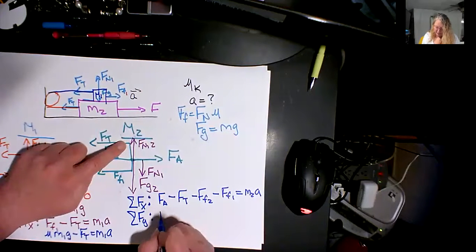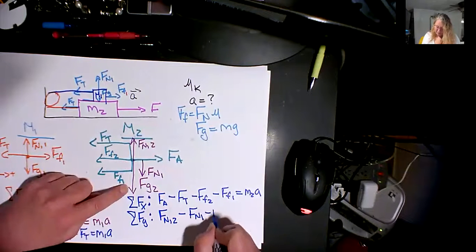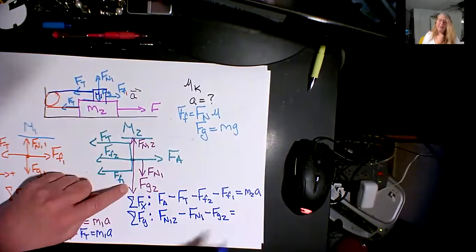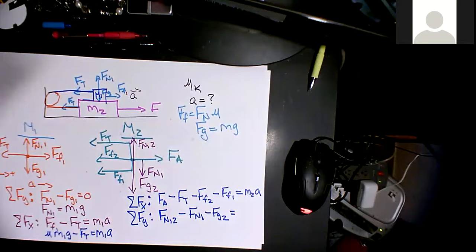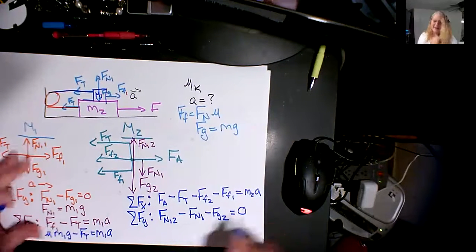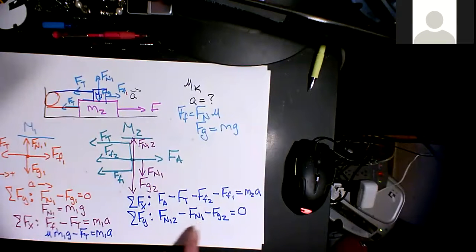So up is force normal 2 minus force normal 1 minus the force of gravity 2, and now I'm going to ask you, what does that equal? That is equal to 0. Awesome. See, this time I didn't write it as I asked the question.